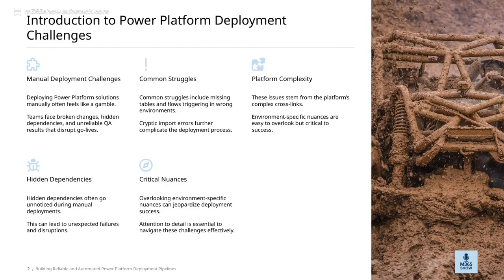We also encounter common struggles like missing tables or flows that trigger in the wrong environments. Cryptic import errors only add to the confusion, making the deployment process even more complicated. Overall, deploying Power Platform solutions manually can feel like a gamble. Teams often face broken changes, hidden dependencies, and unreliable QA results, things that can seriously disrupt go-lives. That's why building reliable, automated deployment pipelines is so important to overcome these challenges.